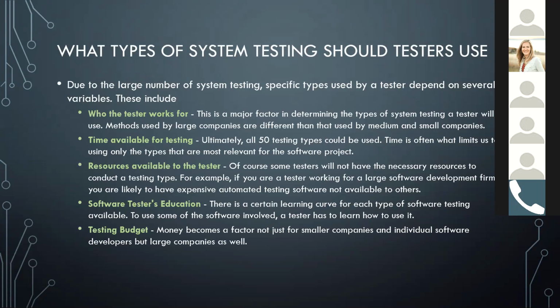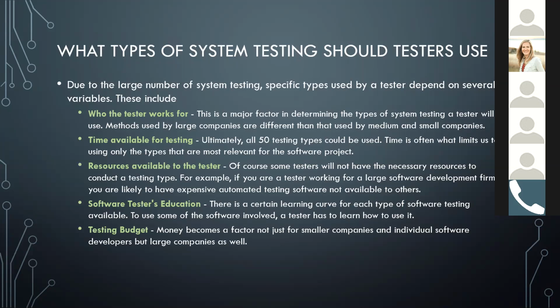And then time available, and that's probably the biggest problem. Ultimately all 50 testing types should be used, but time is often what limits us to using only the types that are most relevant to the software project. And then resources available to the tester. Of course, some testers will not have the necessary resources to conduct a testing type.